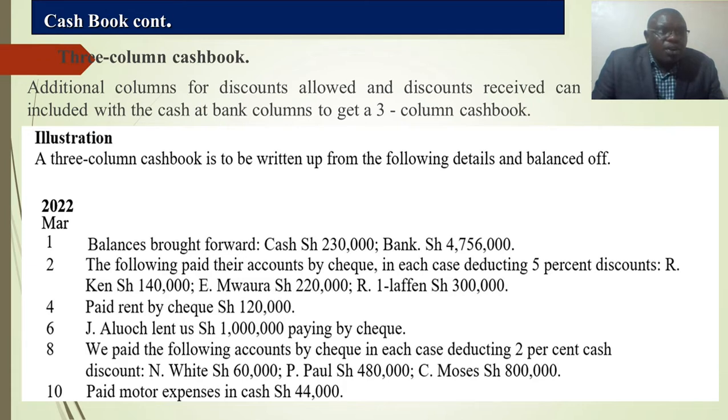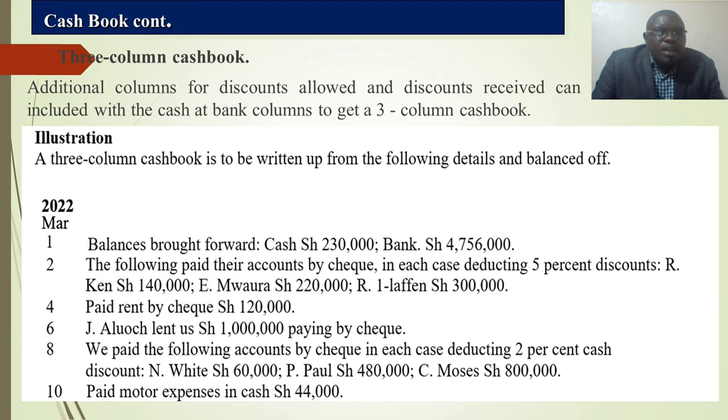So we are going to use an illustration to just understand how we record transactions in a 3-column cash book. So illustration, a 3-column cash book is to be written up from the following details, and then it is balanced off at the end of the period. So the year is 2022, the month is March.